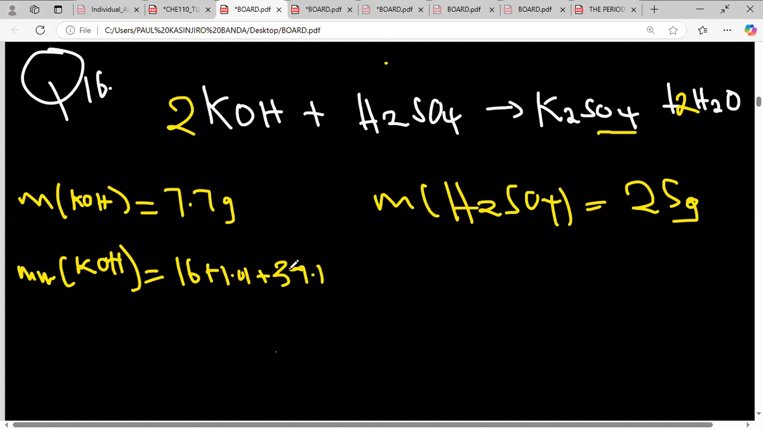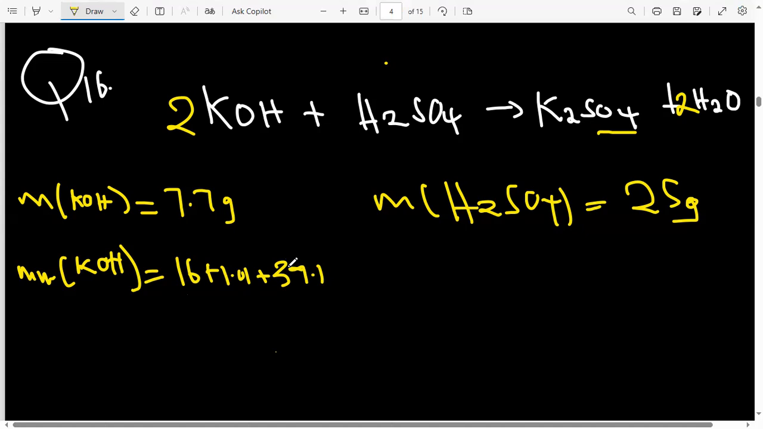So when we add this, what are we getting as the molar mass of potassium hydroxide? Okay, so when I add all these, because this plus this will be like a 40, plus that, it will be 56. So this will be 56.101 grams per mole. So this will be the molar mass of potassium hydroxide.